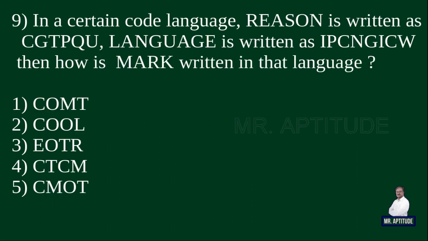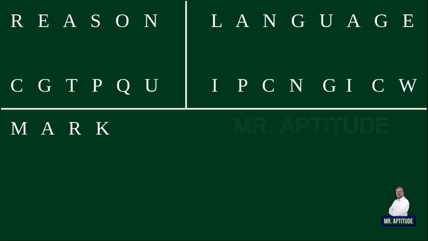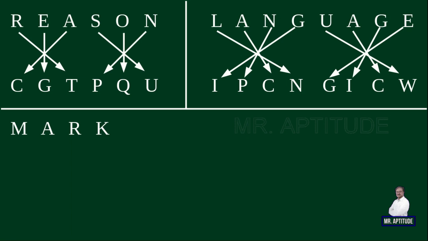Let us look at the 9th question now. Let me write it this way. If you observe this, R is coded as T, E is coded as G, A is coded as C. What is the relation between these two? R plus 2 is T, E plus 2 is G, A plus 2 is C. As there are even number of letters present in the word, the given word is divided into two halves. The first part is written this way. A is coded as C, E is coded as G, R is coded as T.